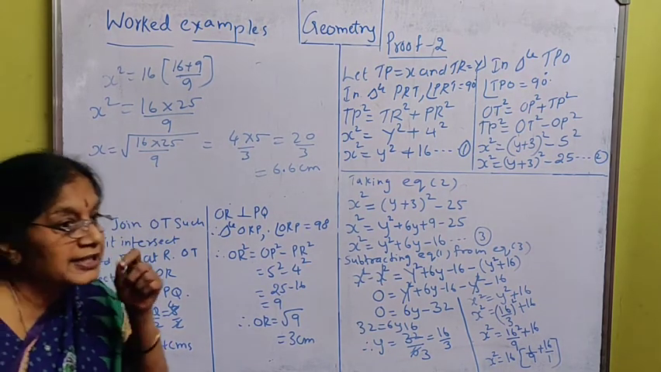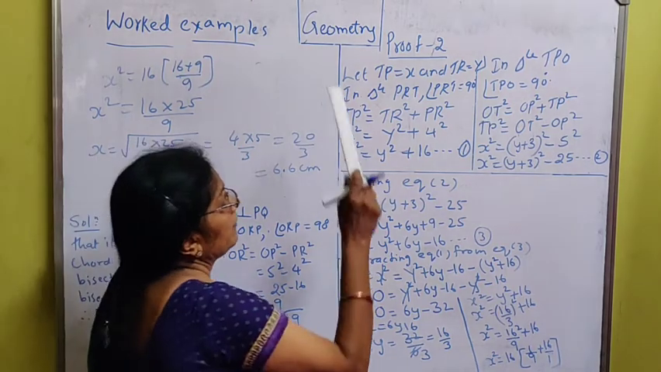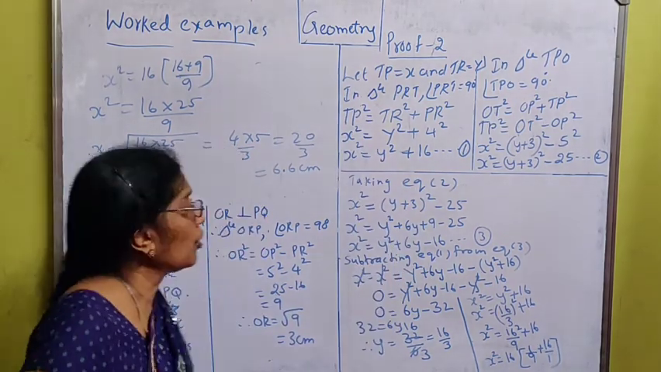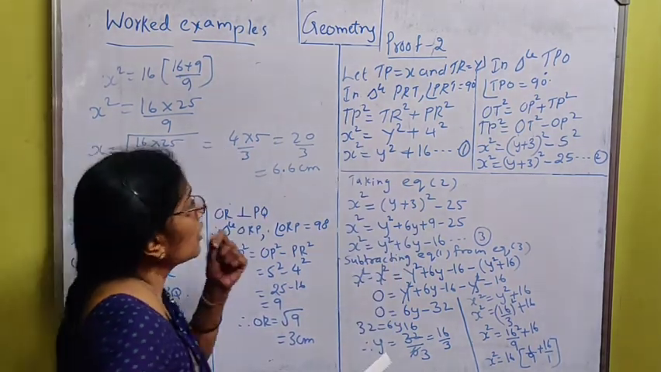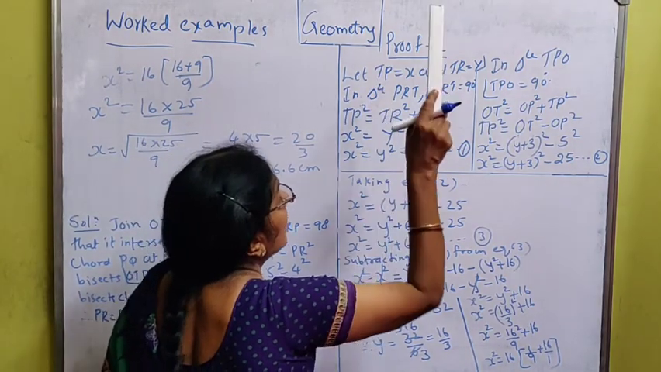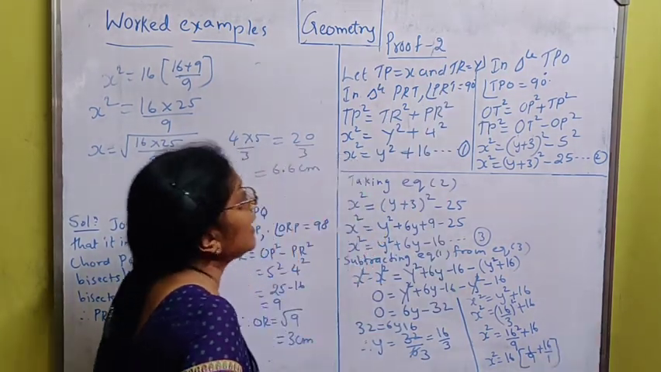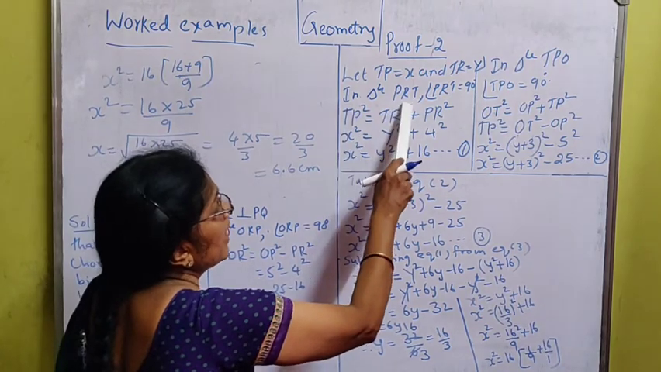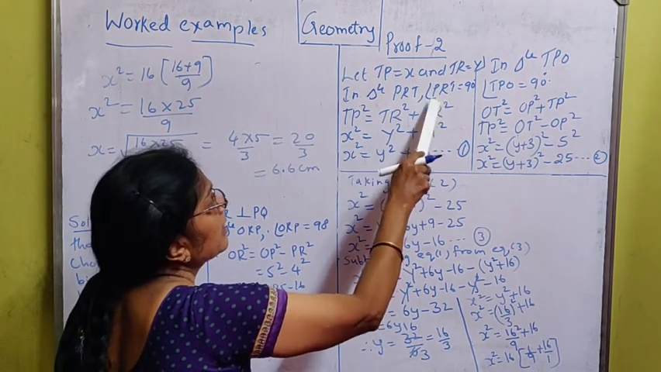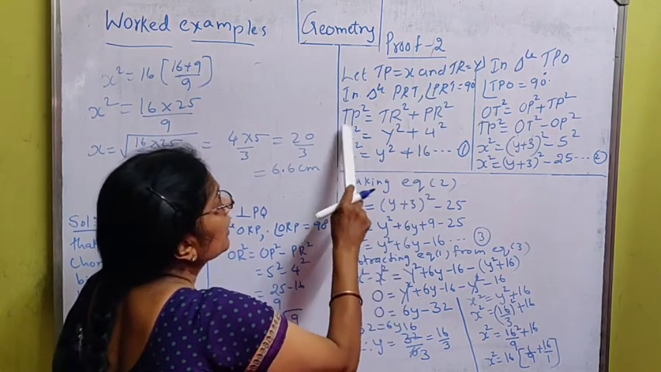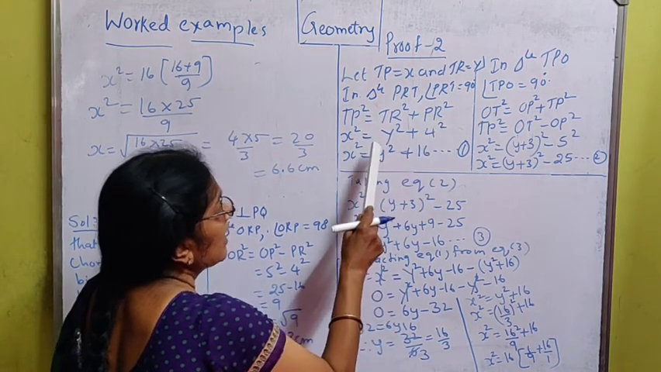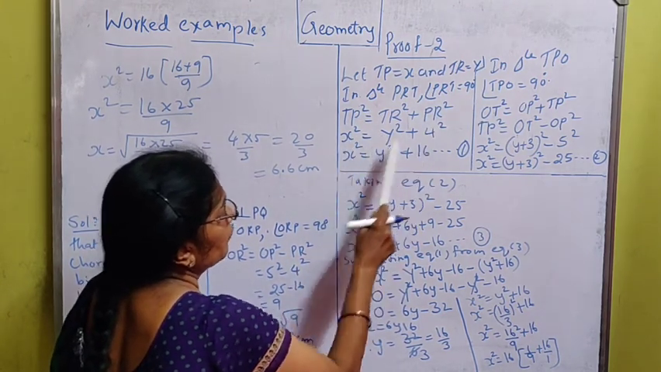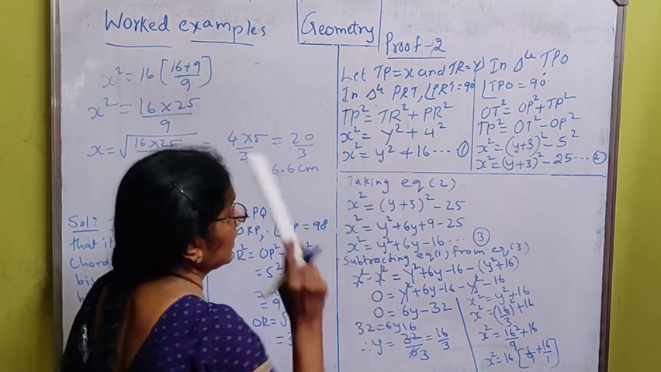Now I will explain what we have to do in proof number 2. We are using the Pythagoras theorem. To use it, we need TP and TR, which we suppose are x and y. We took first triangle PRT, in which angle PRT is 90 degrees. So TP square is equal to PR square plus TR square, so x square is equal to y square plus 4 square, that is, x square is equal to y square plus 16.